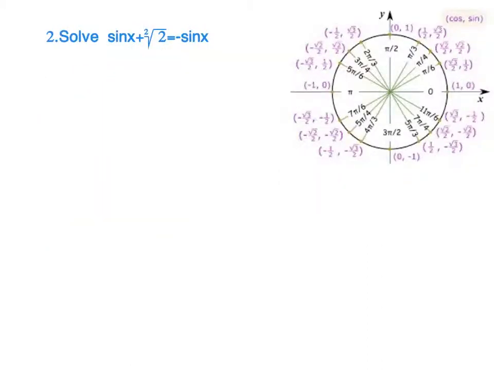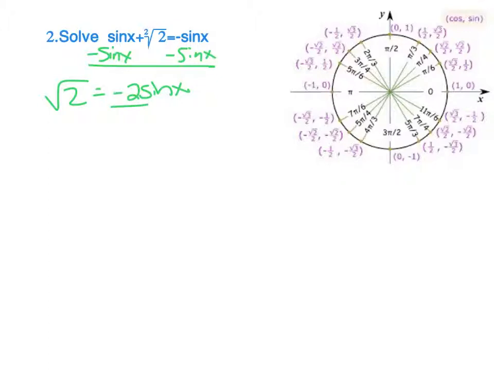Next problem, I have sine of x plus square root of 2 equals negative sine of x. Normally I don't put a 2 for a square root, but this particular program makes me put in a 2, otherwise it puts this weird funky box there. So I'm going to leave it there. So I need to move my sines together. That gives me square root of 2 equals negative 2 sine of x. Get rid of my negative 2. That gives me the sine of x equals negative root 2 over 2.